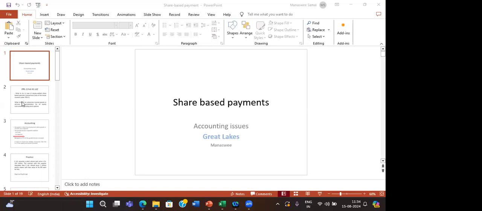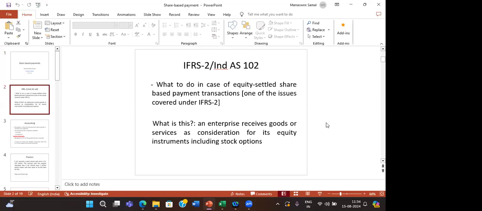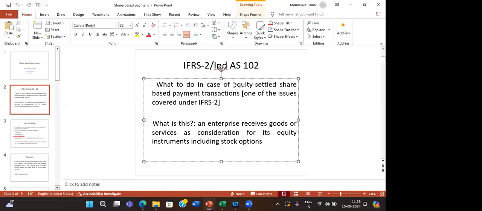Coming to share-based payments, all the types of share-based payments, not just ESOP. ESOP is, of course, one of the big issues involved in this particular GAAP. The standard we talk about is IFRS 2, and the corresponding counterpart is Ind AS 102, which is applicable to the listed companies in India. So the issue we are trying to cover is what to do in case of an equity settled share-based payment transaction. If you recall our classroom discussion, I tried to explain this extended expression in the GAAP.